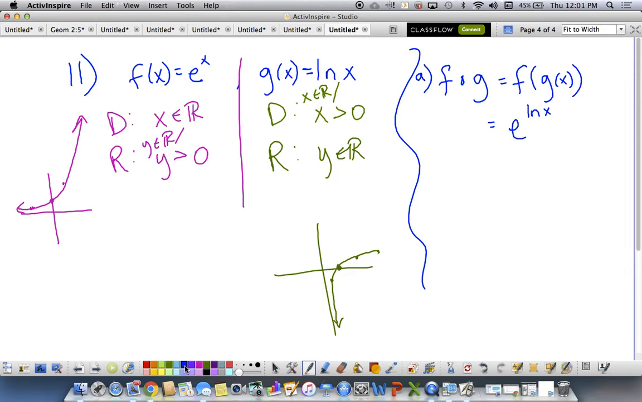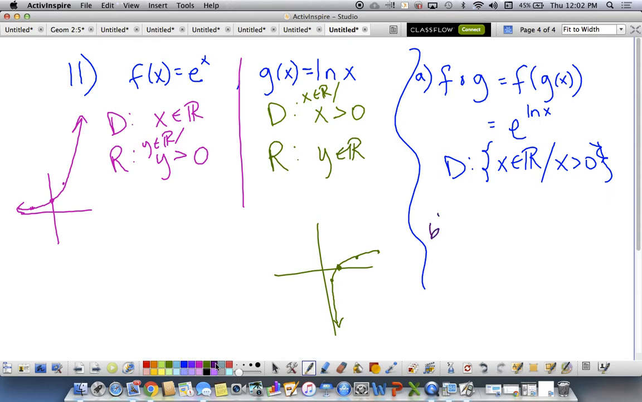f of g of x means I'm plugging g into f. So natural log x, I'm plugging in. So e, my domain inputs, was there anything I couldn't plug in? But here, was there something that restricted it? Yes. So are there some x's that I can't plug in? So I would say x is the set of all real numbers such that x is greater than 0. So it's basically just putting them together, but I'm still going to look at both.